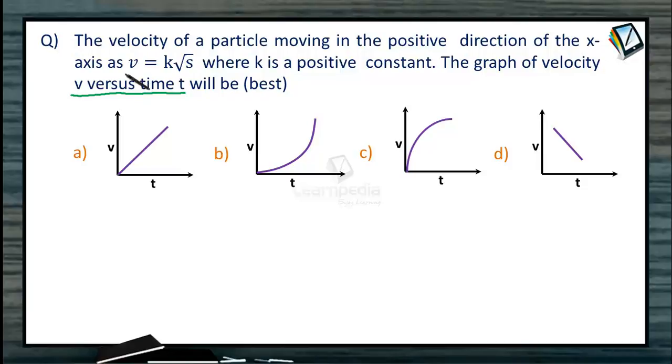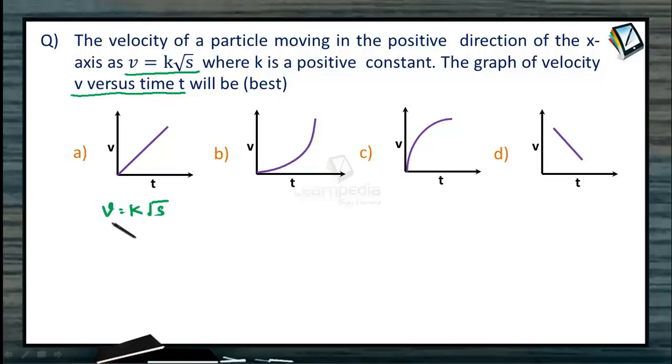is given as v = k√s. That means velocity is given as a function of displacement. But now we want to draw a graph between velocity and time. So let us start with the formula that is given to us. v = k√s.